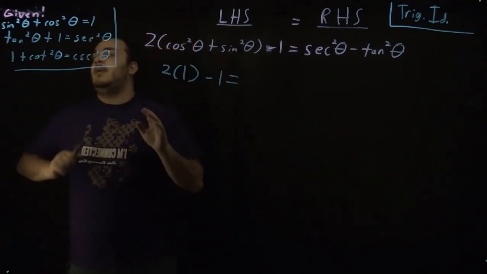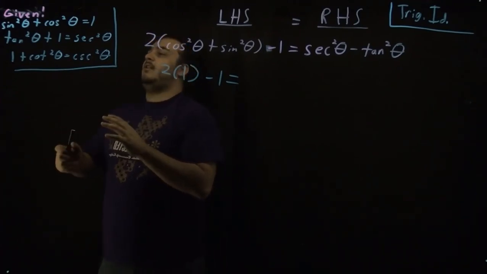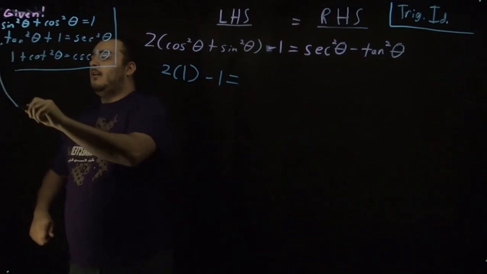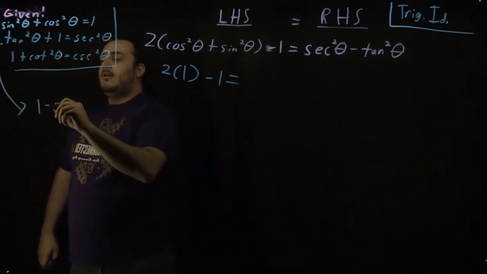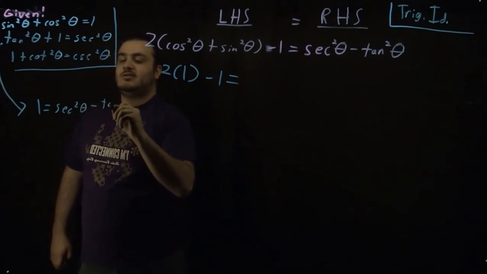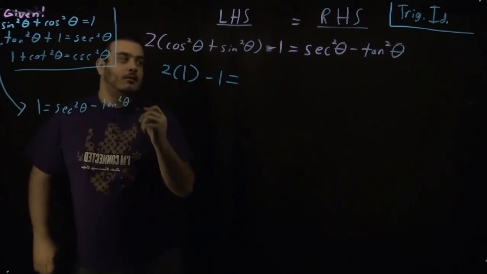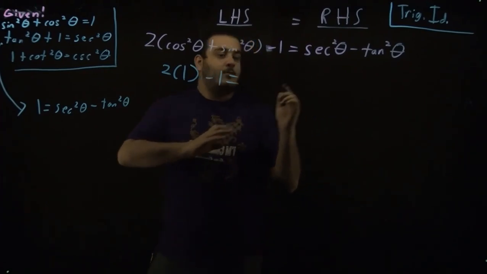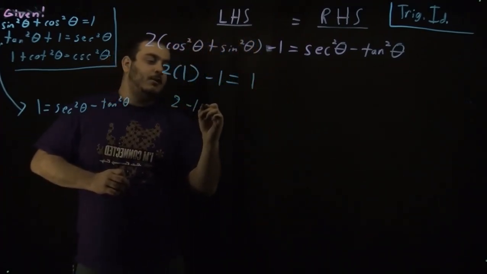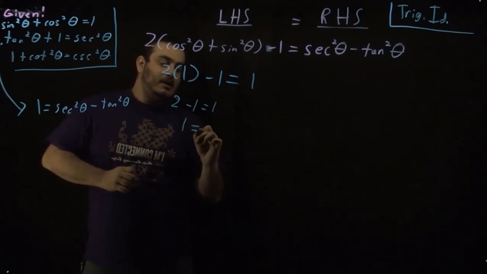And from the right-hand side, we have an equation: tangent squared theta plus 1 is equal to secant squared theta. We could rewrite that: 1 is equal to secant squared theta minus tangent squared theta. And so right here, that's what we have. We have 1. And so we distribute. That makes a 2 minus 1 is equal to 1. And then 1 equals 1.